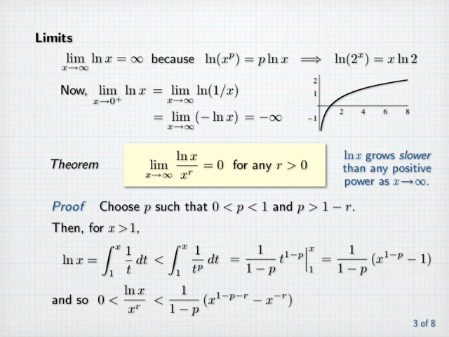Now, since p is greater than 1 minus r and r is greater than 0, both of the exponents here are negative. That tells us that as x goes to infinity, that quantity approaches 0, and so this proves that the natural log of x divided by x to the r also approaches 0 as x goes to infinity.